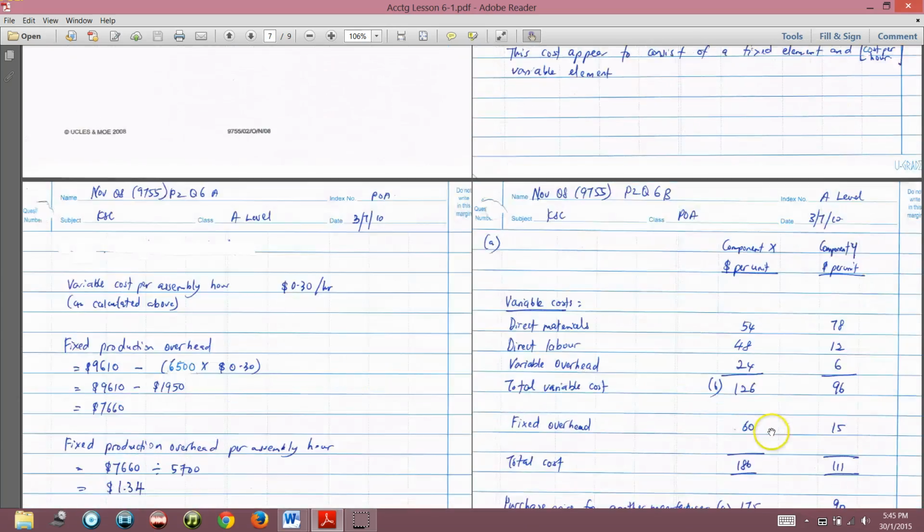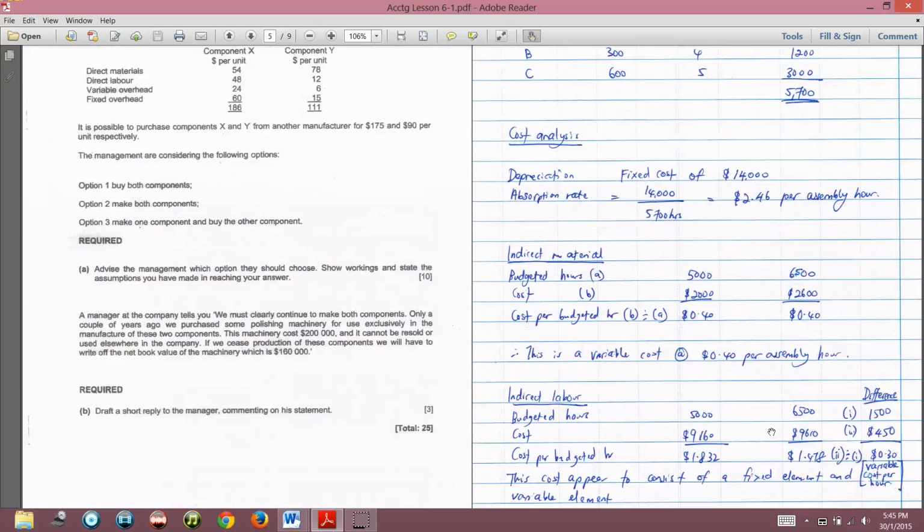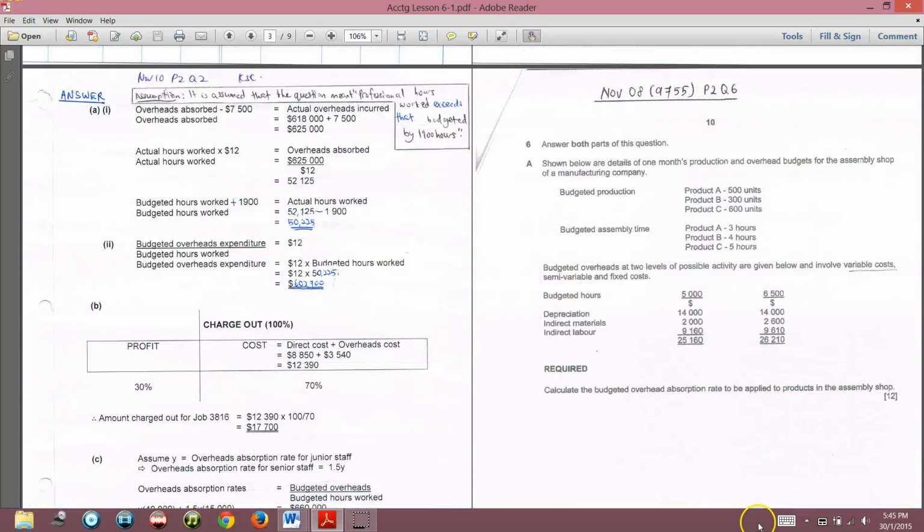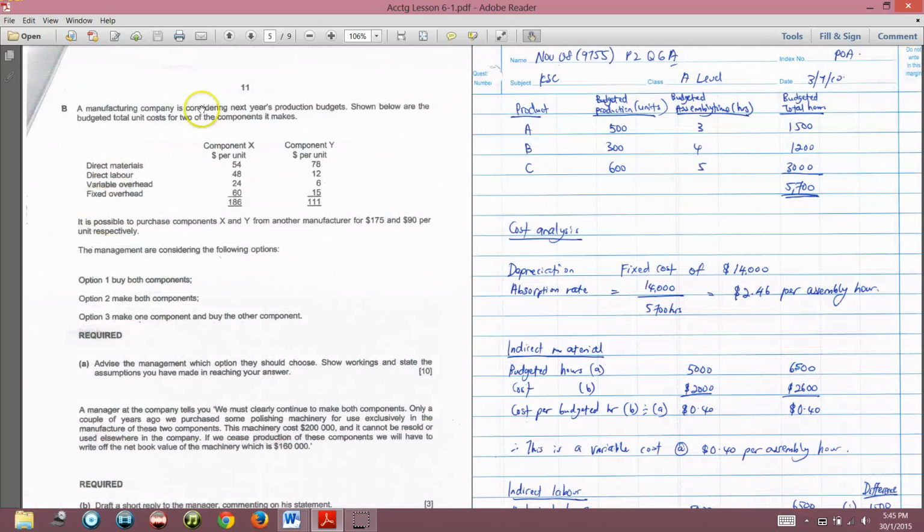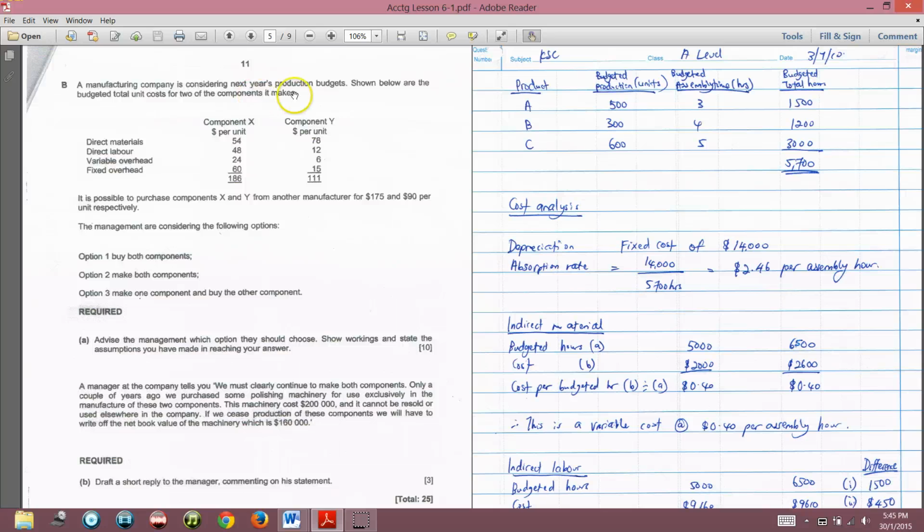Okay, so now we come to part B of the question. A manufacturing company is considering next year's production budget. Shown below are the budgeted unit costs for two components it makes. It is possible to purchase X and Y from another manufacturer for 175 and 90 per unit respectively. So X you can purchase from another manufacturer for 175, and Y you can purchase for 90.